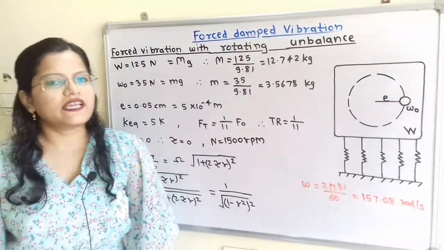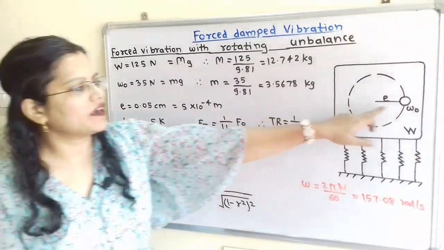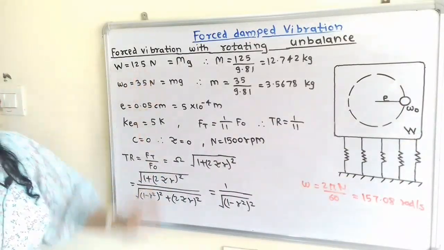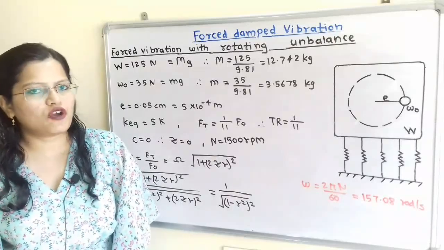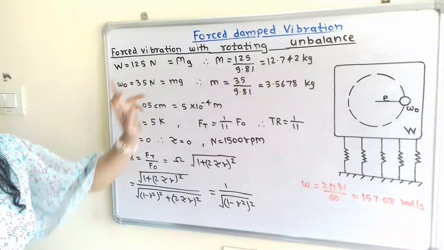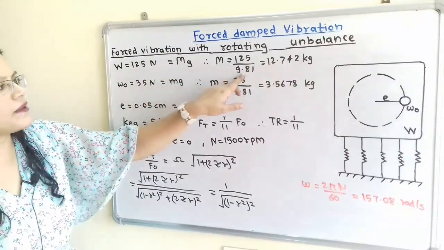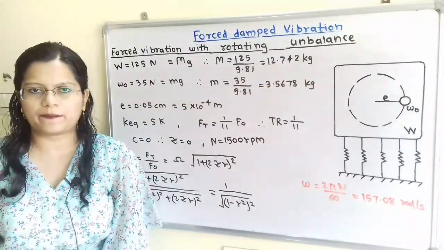The weight of the electric motor is given. This is the total weight including the unbalanced weight. So capital W is equal to 125 Newton. Now from this we can calculate the value of M. Capital W is nothing but M into G, so capital M is equal to 125 divided by 9.81, which is equal to 12.742 kilogram.